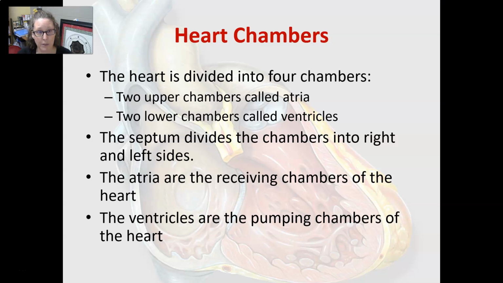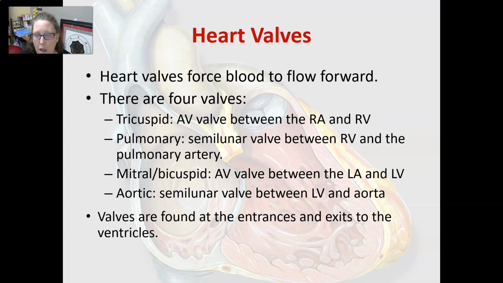It's also like in a building. The atrium is the receiving room of a building, so that's where the word came from. And so they receive blood from the rest of the body through the veins. The veins dump that blood into the atria. And then the ventricles are the pumping chambers of the heart, and they pump the blood out through the arteries. And the heart valves are very important. They force the blood to follow the path it's supposed to follow, what we call the forward path.